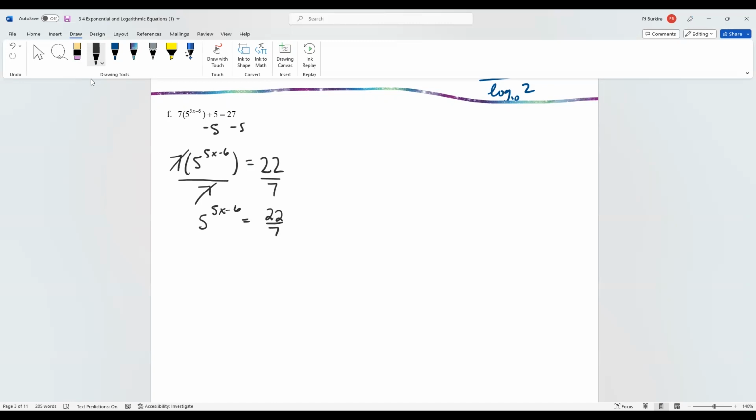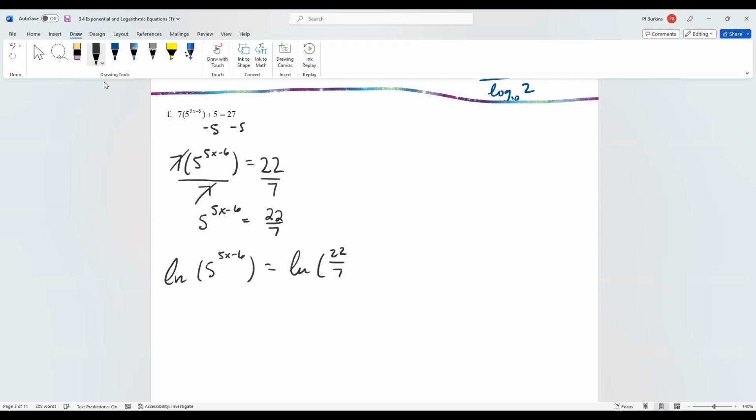Should be pretty clear. It's not going to be nice for me to try to write 22 sevenths as 5 to a power. So I am better served in taking a log of both sides so that I can take that power and put it down in front. I think I'm going to use the natural log here. Again, it doesn't really matter what you use, just that you're consistent on both sides of the equation.